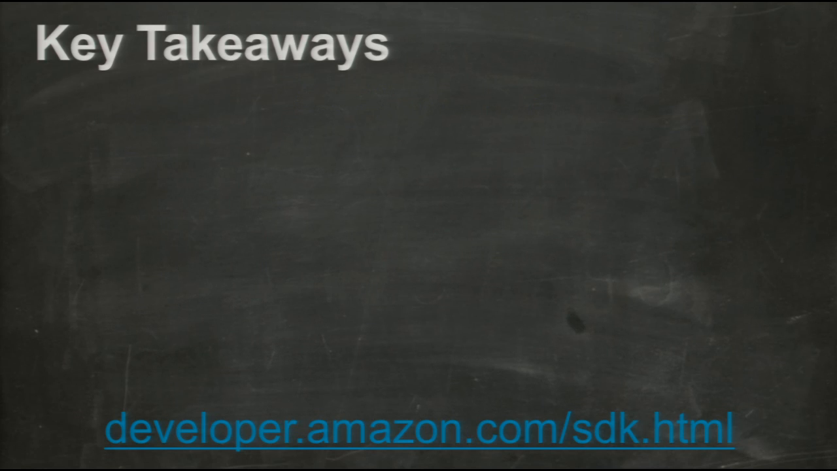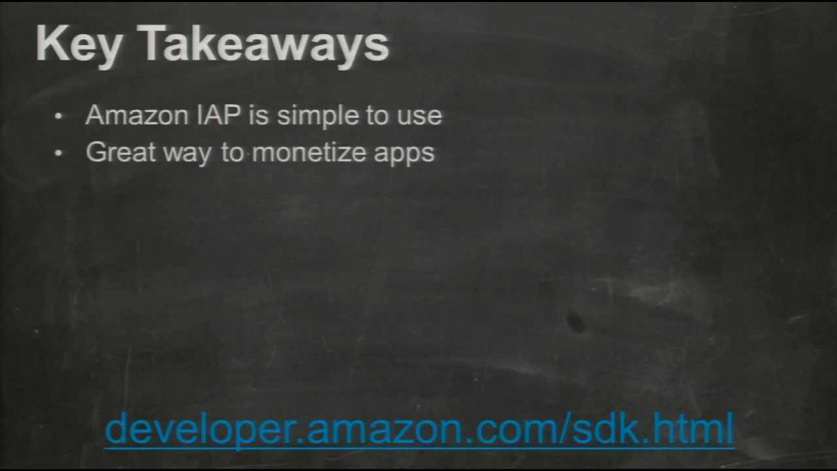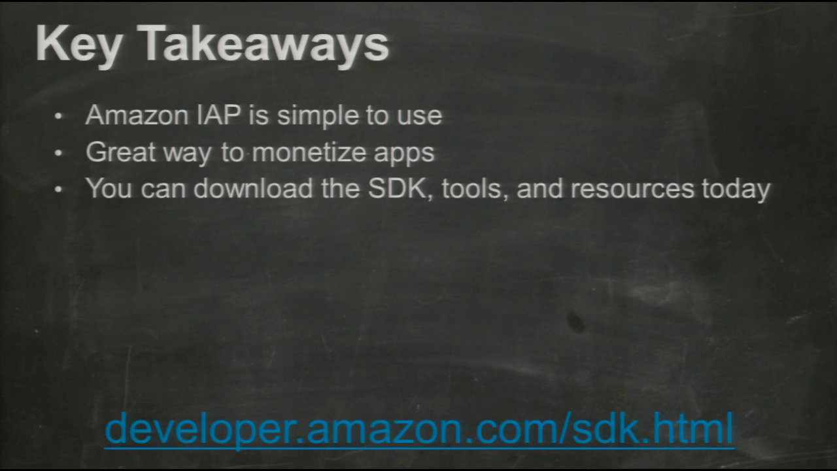So the key takeaways: Amazon IAP is simple to use. It is a great way to monetize for the reasons we talked about. It really feeds into that virtuous cycle of eliminating buyer's remorse. It rewards the apps that engage customers the most, right? And you can download the SDK, the tools, and the resources today. You don't need to create an account. You don't need to do anything extra. You can just get the SDK and start playing around with it.